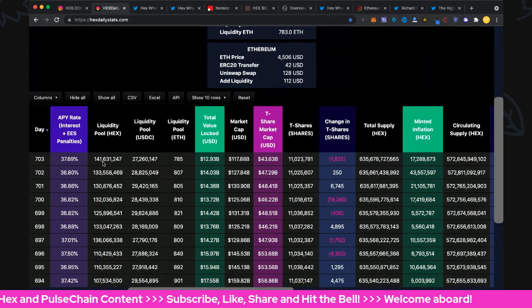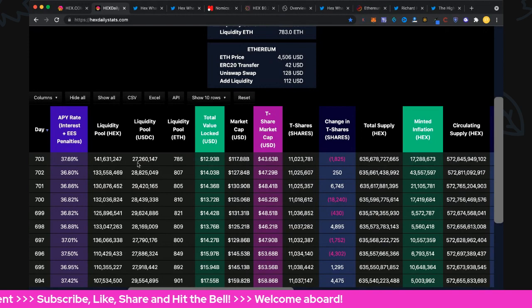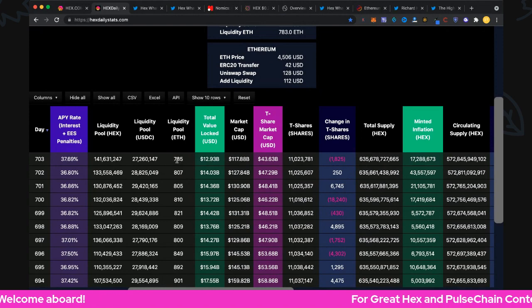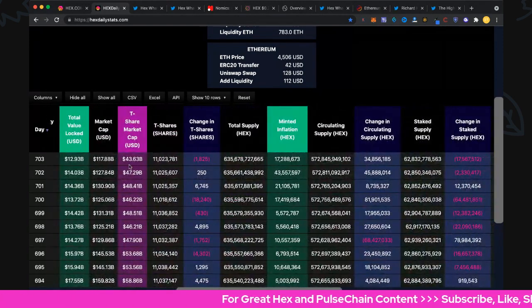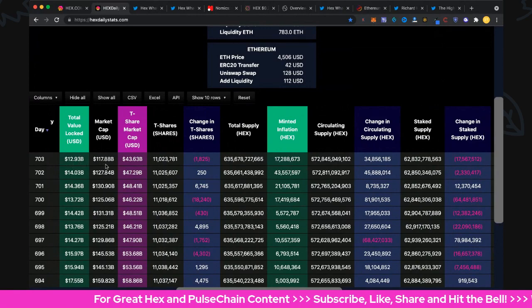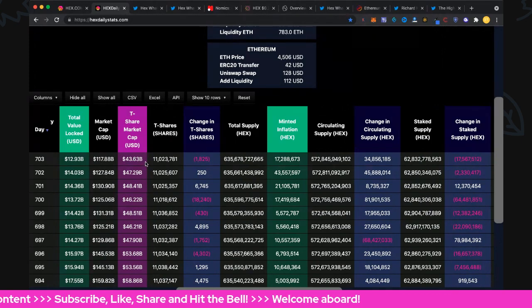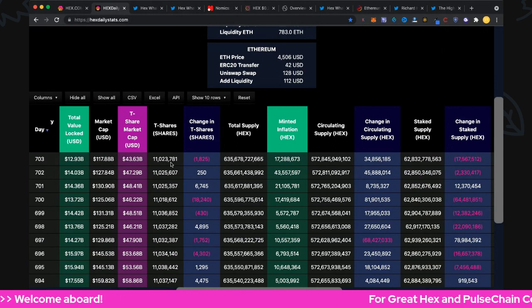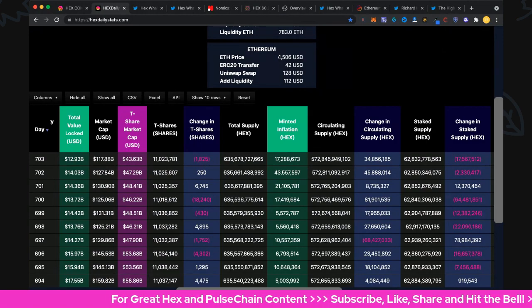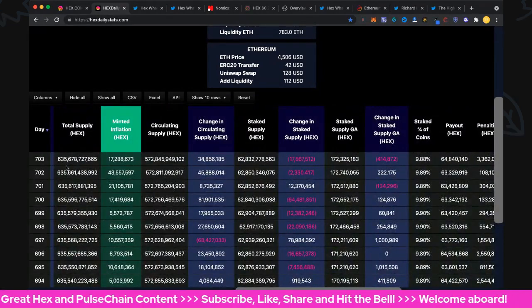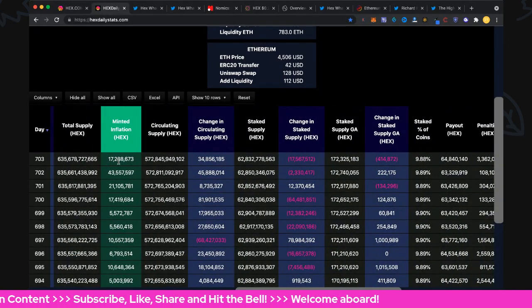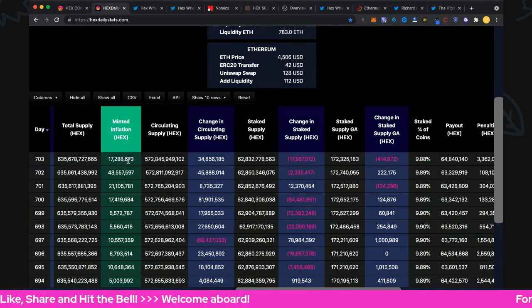So obviously with the price going lower, there's more Hex in the pool. USD is down to 27.2 from 28.8, and of course, ETH is actually down at 785. So interesting stuff going on there. Total amount locked, 12.93 billion. Market cap is 117.88 billion, down about 10 billion from yesterday with the price drop. T-share market cap, 43.63, down with the price. And the T-share count is down slightly, 11 million and 23,781. There's 1,825 in those. So pretty interesting stuff. And of course, let's look at total supply, 635.7 billion, up 17.2 that has been minted, so it's actually added to supply.